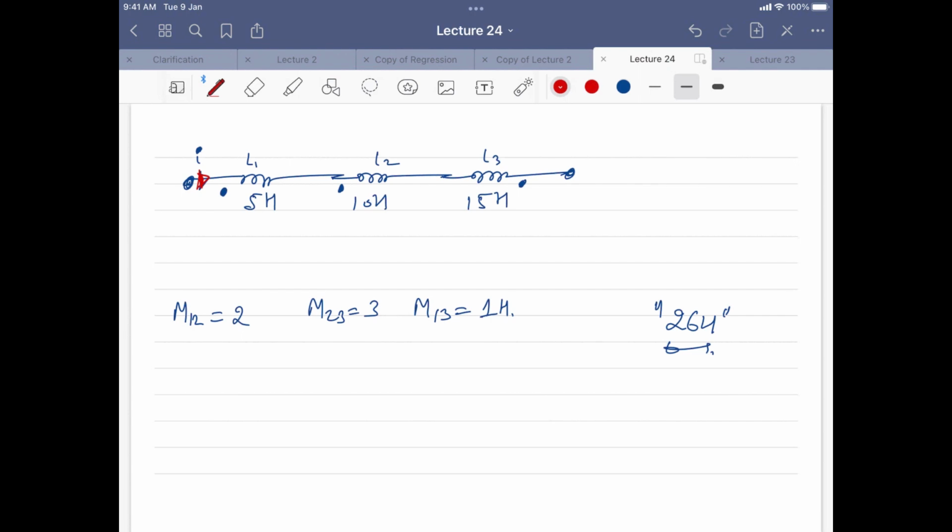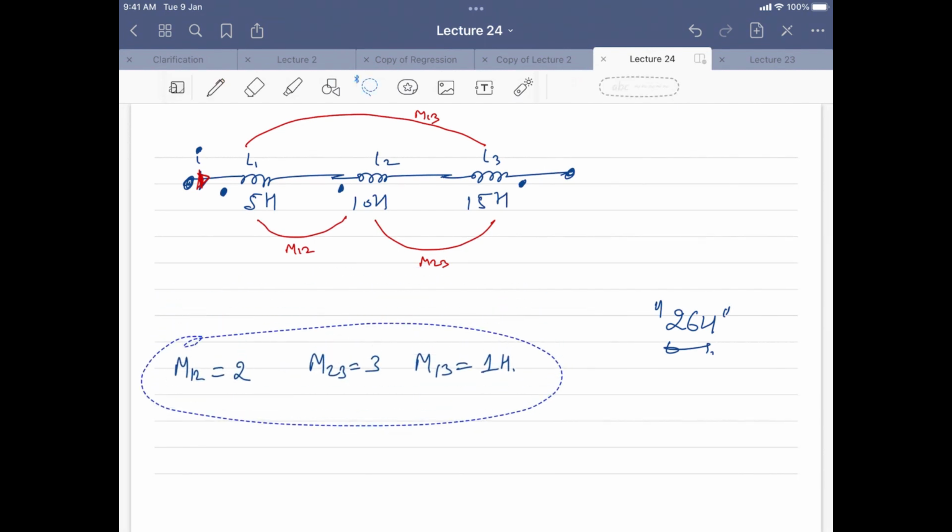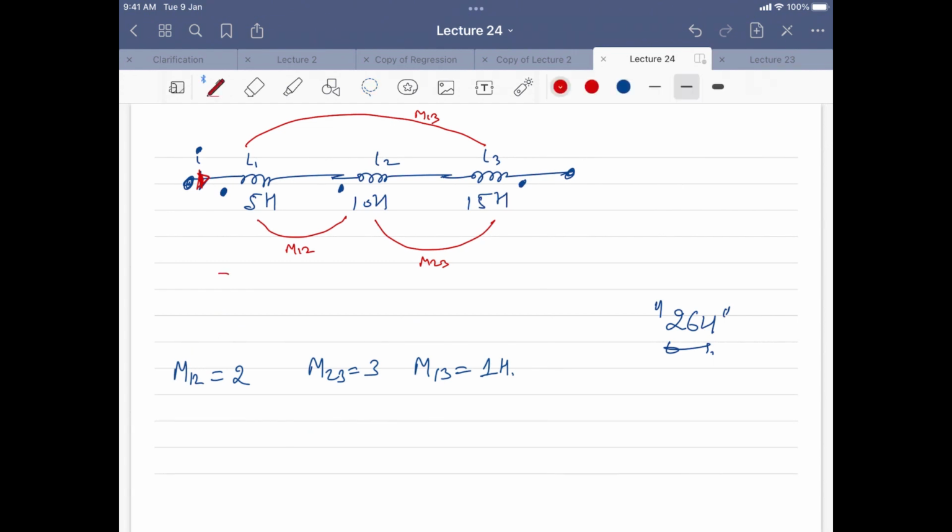If you see here, we have a mutual inductance between the first two, which is M12. Then we have a mutual inductance between the next two, which is M23, and a mutual inductance between these two, which is M13. Let a voltage E1 be induced here, E2 here, and E3 here. Will you all agree that the total voltage E will be E1 plus E2 plus E3? Yes, sir.